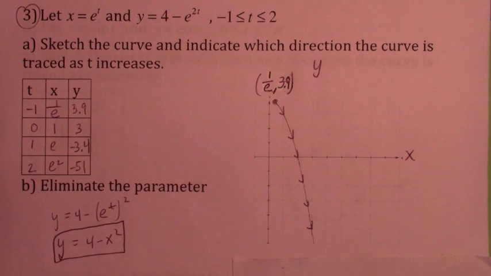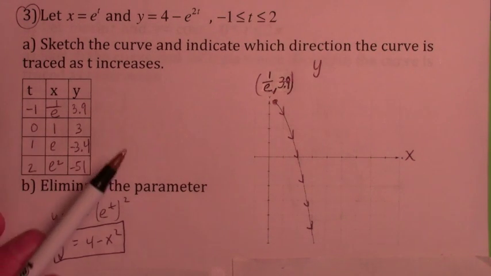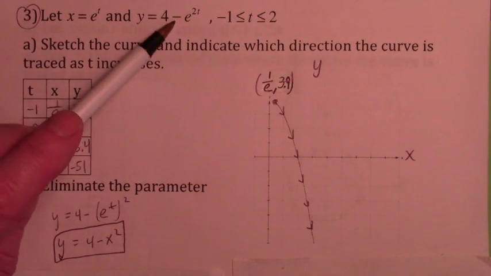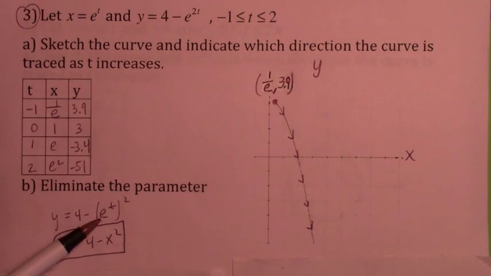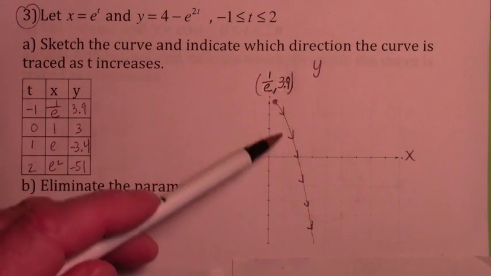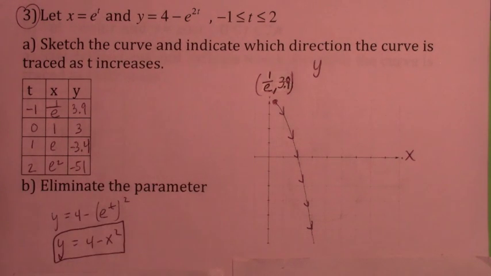Anyway, when you eliminate the parameter, look what happens. Think of 4 minus e to the 2t as 4 minus e to the t squared, and that's what x is, right? So it's just 4 minus x squared. Again, we got the same equation back in each case, but really the graph that was sketched is actually different in each one, isn't it? Let's try something different.